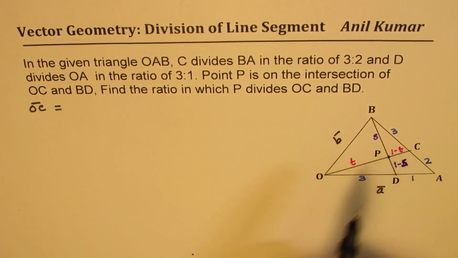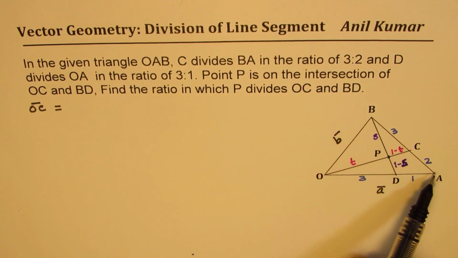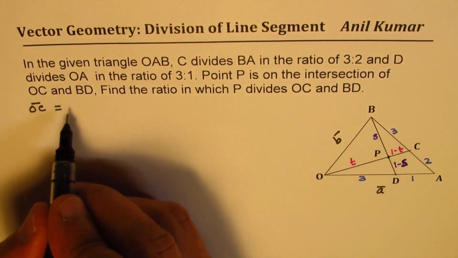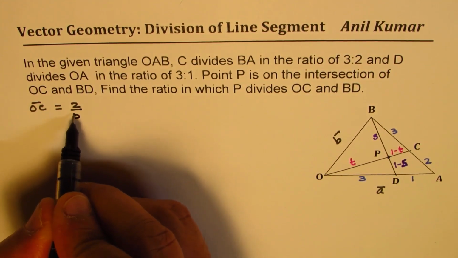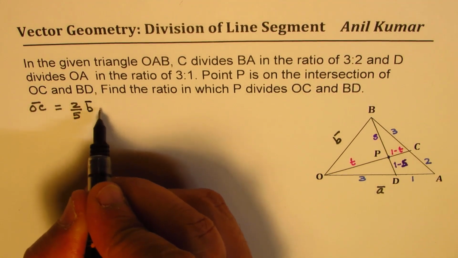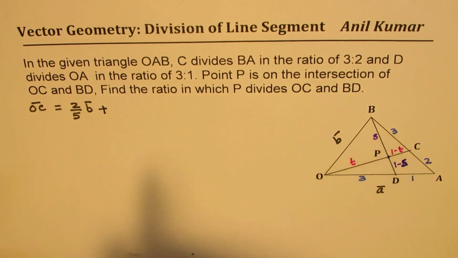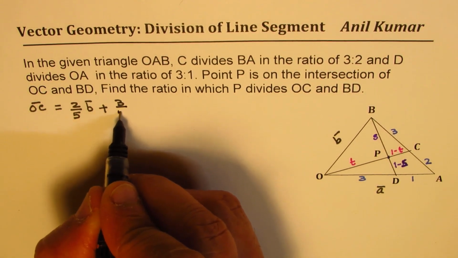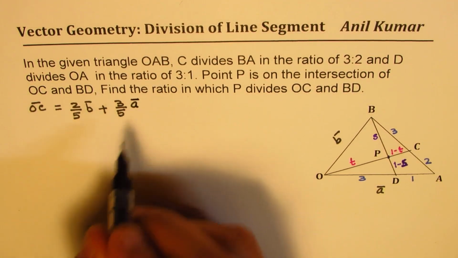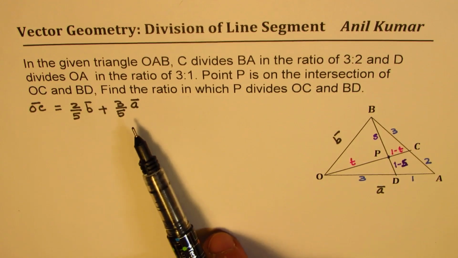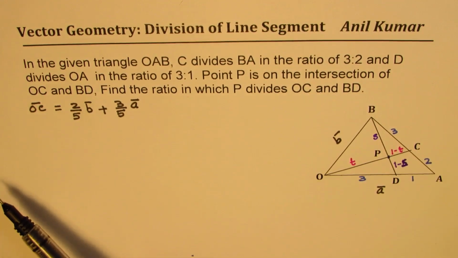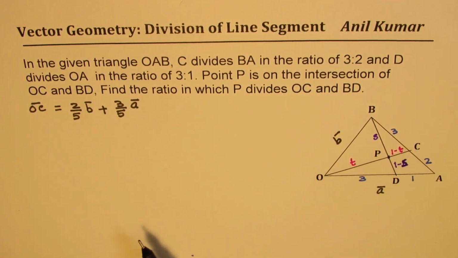So from our section formula, we know the total divisions here are 5, right? So the position C can be written as 2 over 5 of OB, which is B, plus 3 over 5 of OA, which is vector A. Now this is called the section formula, which we have derived earlier. I'll provide you a link on this, right? Okay, so we get the point OC now.